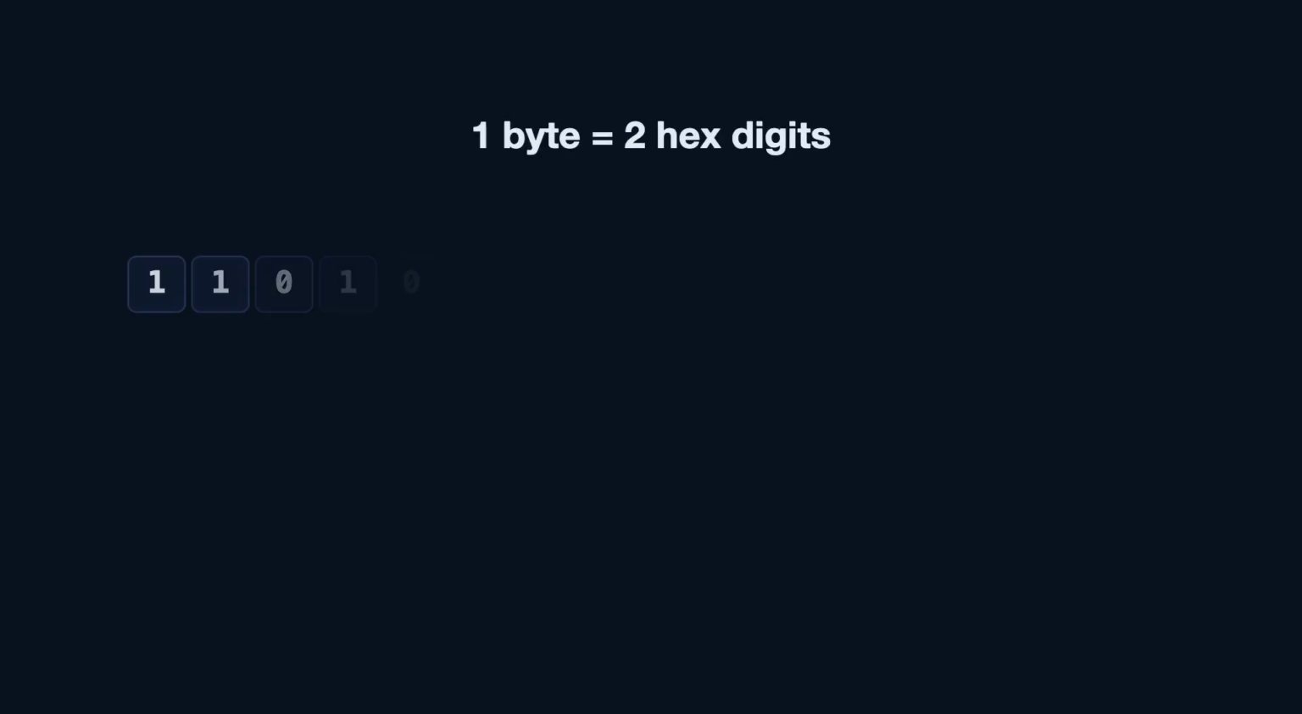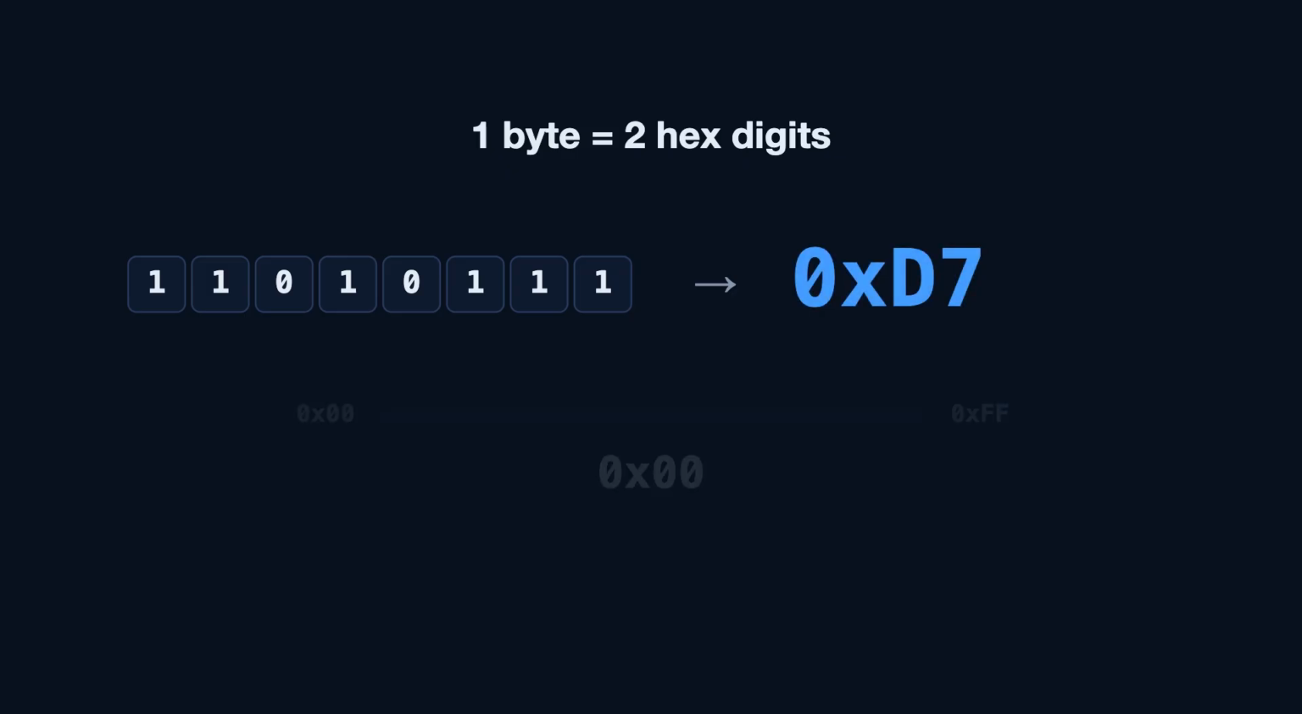8 bits collapse into just 2 hex digits. That's why 1 byte is always a 2-character hex code, anywhere from 00 up to FF.